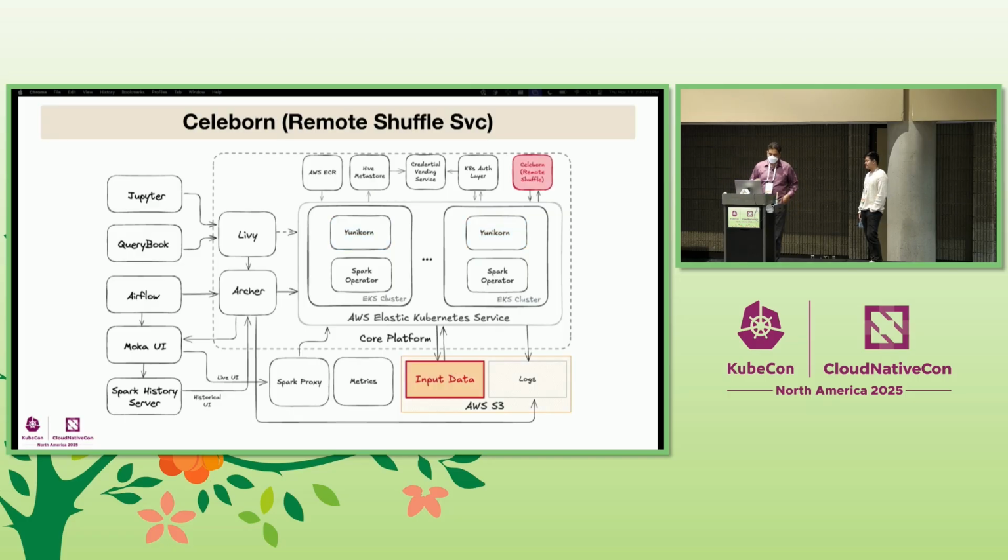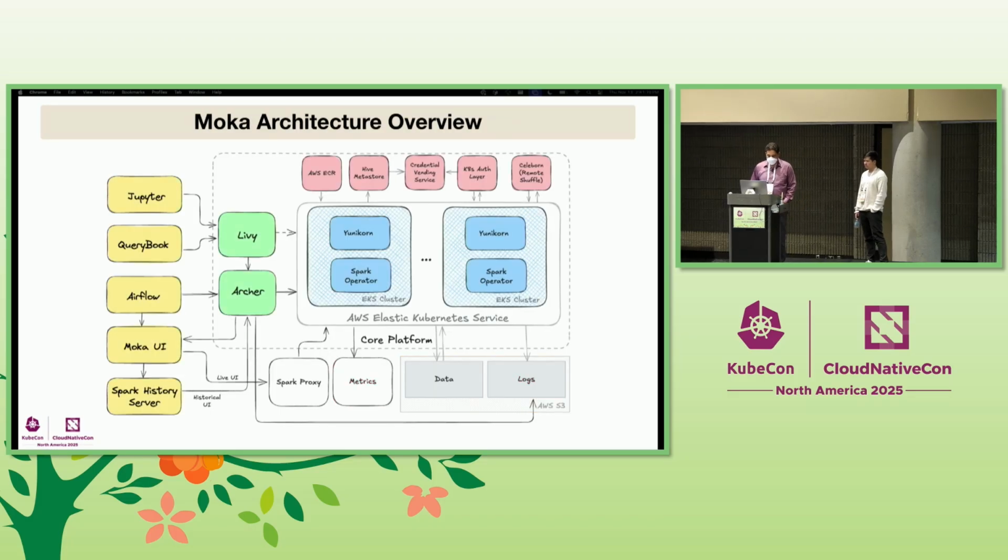So once the job runs in the various set of pods, it's going to consume data from S3 and also shuffle data using Apache Celeborn. And then finally, at the end, it's going to push the data back out to S3. So that's a very quick run-through of Mocha.